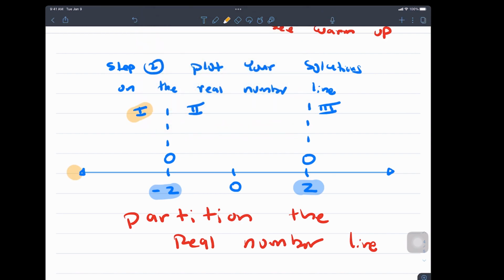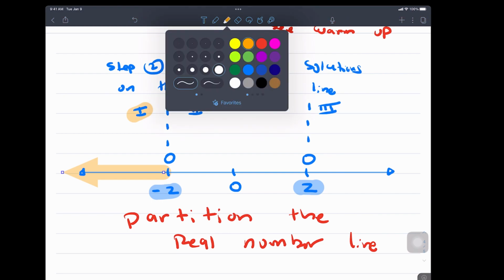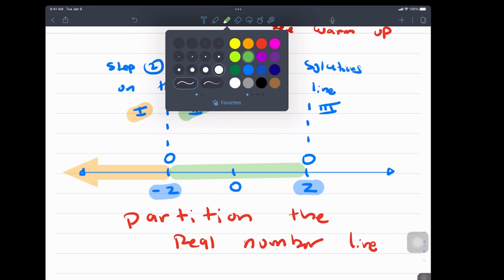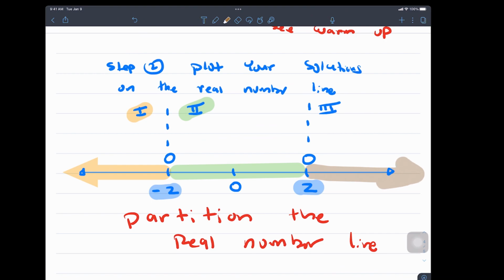Region 1, which consists of numbers to the left of -2. You have, and let me draw an arrow so we can see that here. Numbers to the left of -2, those are in region 1. Numbers in the middle here, they're in region number 2. Okay? And now we need another color. I don't even know. Okay, we'll use the brown. And numbers to the right of +2, those are region 3. So we now have 3 regions, ladies and gentlemen. Okay, you guys okay with that? Sign analysis.